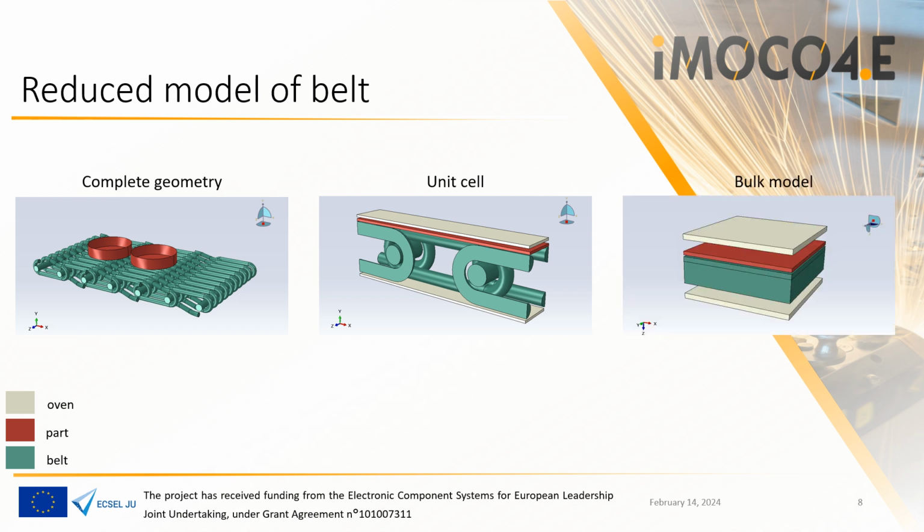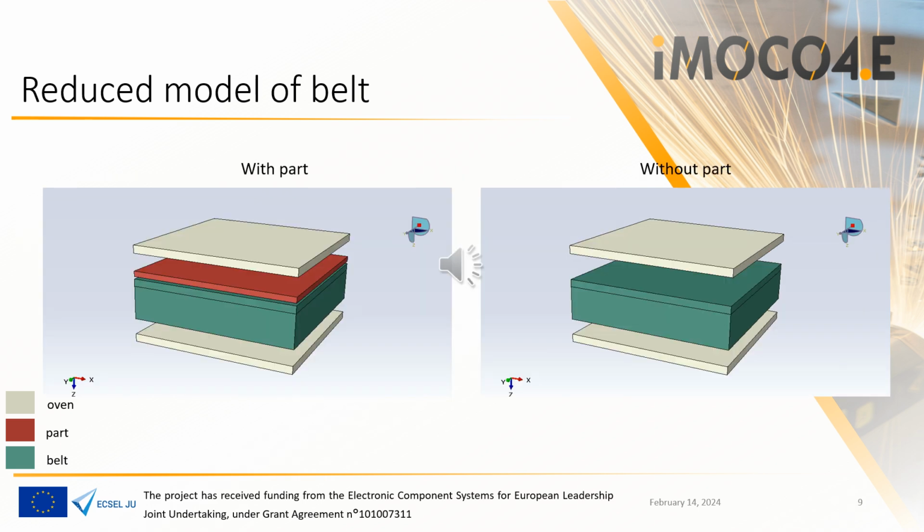In the second step, we simplify the geometry even more to create a bulk model. Here, the belt is modeled as a solid with the same heat capacity, but we adjust the transport properties to achieve the same thermal response. In the simplified model, the belt is divided into two parts. This helps us make the belt partially transparent, enabling radiative heat transfer between the oven wall and the middle surface.